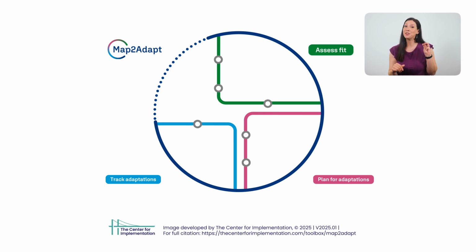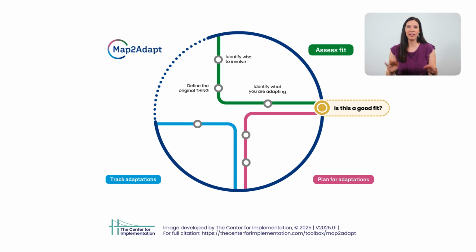So phase one has three different steps. First, we want to identify who to involve. Then we want to really clearly define that original initiative, the original thing that we are implementing. Then we want to think about and identify what are the things we're actually going to want to make adaptations to. Then we have a decision point, a pause, take a moment to stop, think, reflect before moving on. Here we want to decide, is this a good fit?